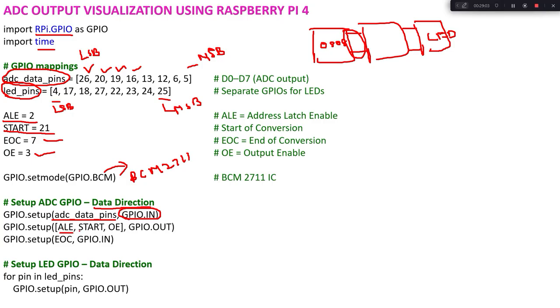Whereas ALE, start and output enable are output signals from the Raspberry Pi. So we configure them as GPIO.out. And end of conversion will be an input to the Raspberry Pi. So we configure it as GPIO.in. Then LED pins are output pins from the Raspberry Pi. So we take one by one the pin and configure it as output pins. So the data direction is set here.